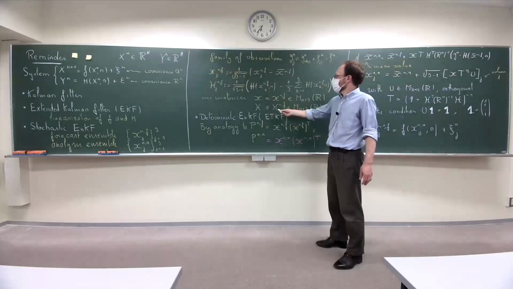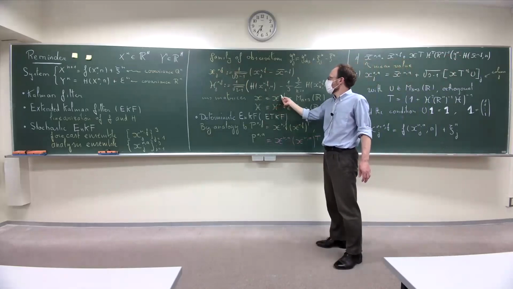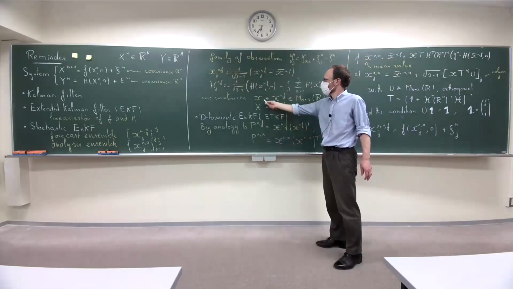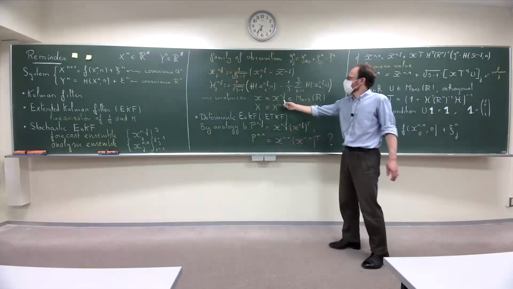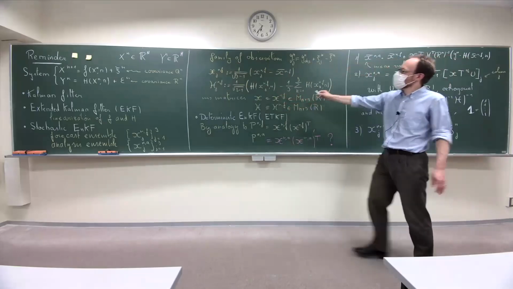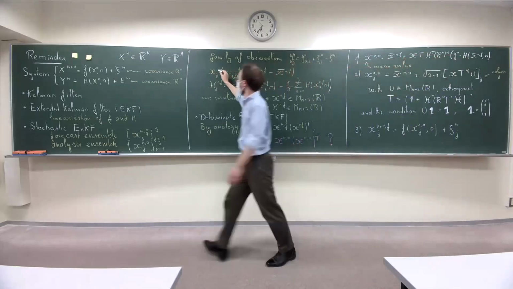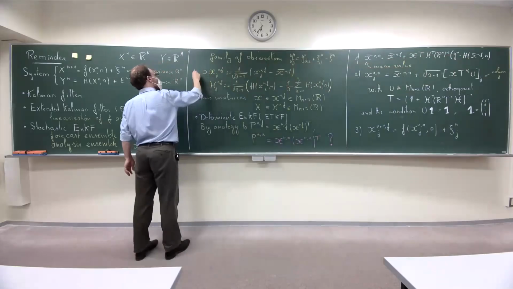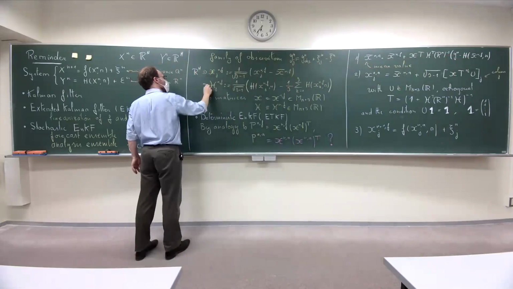For simplicity, at one point I will not write this F all the time, so I forget it. So what is this? It's just a collection. These are vectors. This is a vector in R^N. This is a vector in R^m.